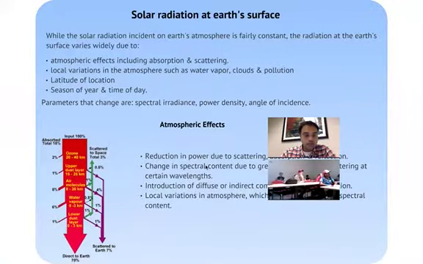Okay, and if you subtract all that out, the direct to Earth is about 70%, as you see at the bottom.